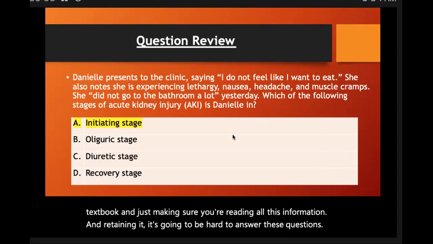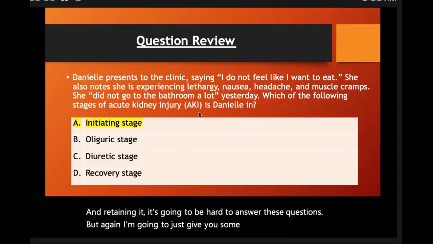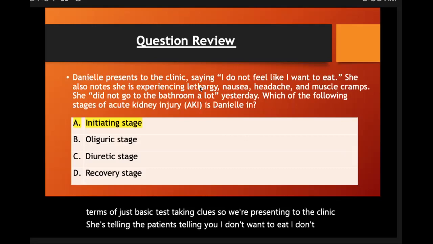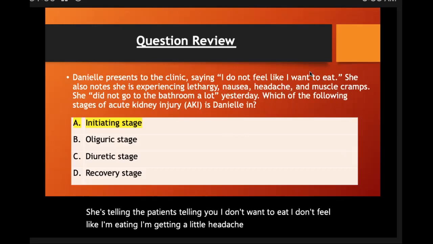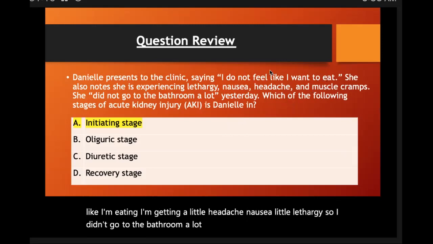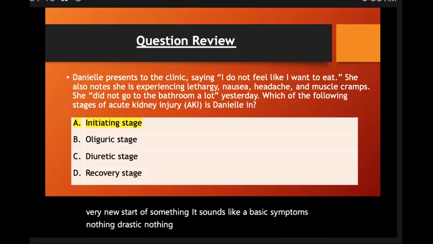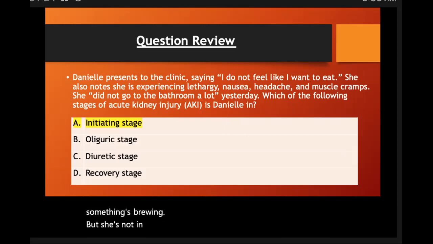But I'm going to give you some clues here in terms of basic test taking. We're presenting to the clinic. The patient's telling you, I don't feel like I'm eating. I'm getting a little headache, nausea, a little lethargy. I didn't go to the bathroom a lot yesterday. So it sounds like a very new start of something. It sounds like basic symptoms, nothing drastic, nothing very intense yet. Obviously something's brewing, but she's not in the midst of a crisis at this point.